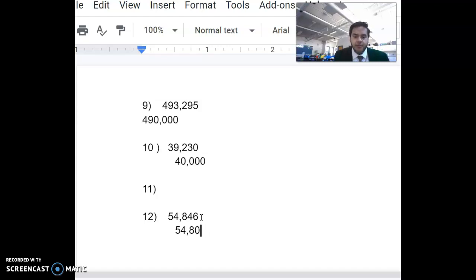I'm sorry. Nope. Said that wrong. Erase. 54,800. All you're writing is the ones that have all the zeros. That's what you're writing: ones that have all the zeros.